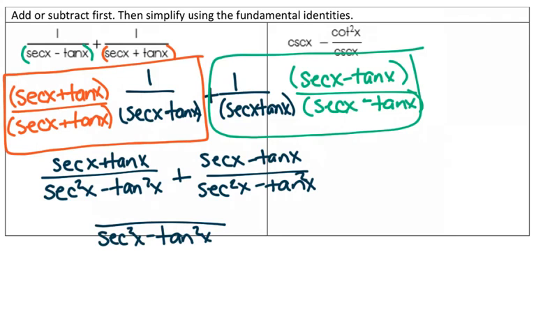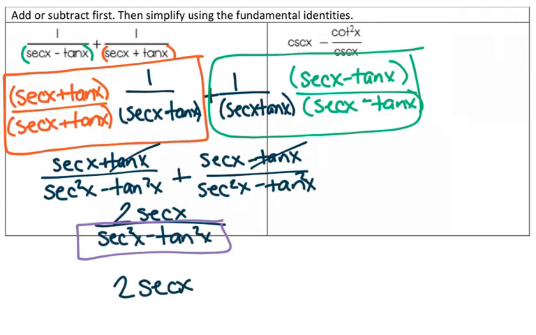And then on top, my tans will cancel out. So I actually have 2 secants. Okay. Then notice that this is a Pythagorean identity. So I'm going to change that to 1. So 2 secant x divided by 1 is just 2 secant x. Alright, I'm going to pause the video and I'm going to erase this. If you need the video, then pause it.